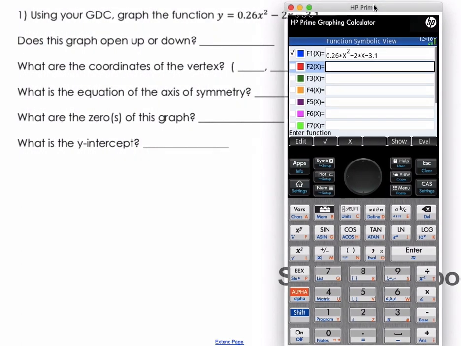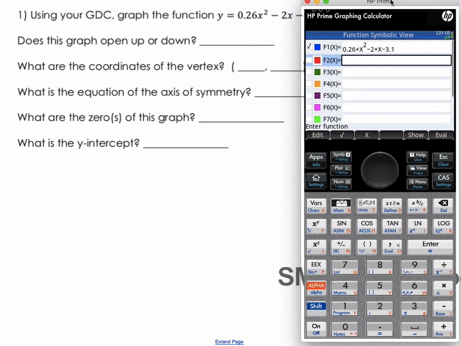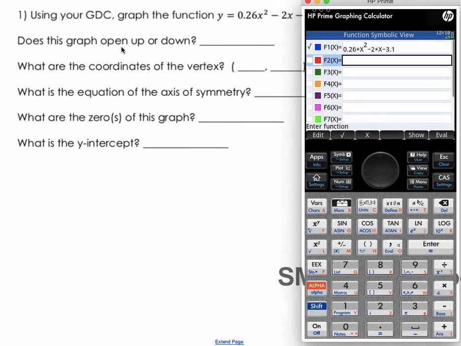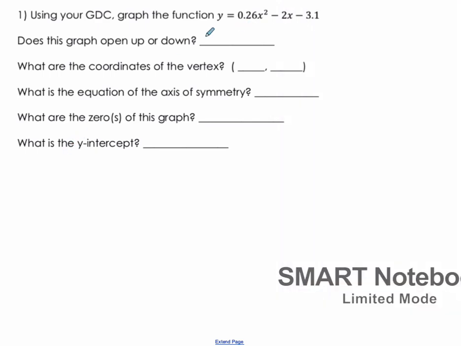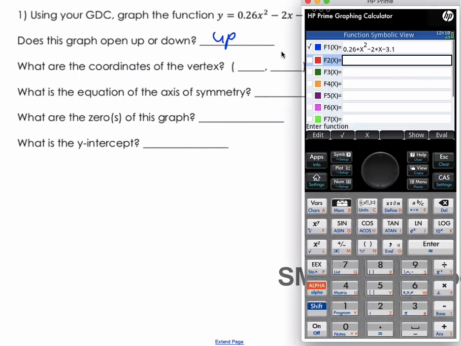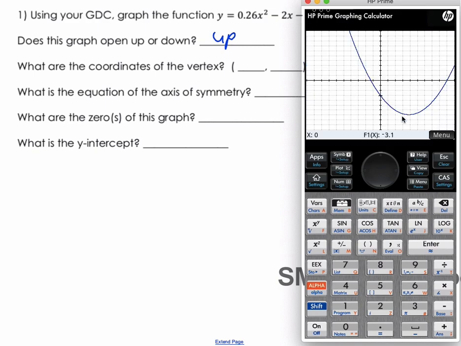Okay, so I got the function typed in, and it asks, is this graph pointing up or down? We don't need to look at the graph for that. The a value, the number in front of x squared, is positive, so we know that's going to be pointing up. And what are the coordinates of the vertex? For that, we will need to look at the graph. So I'll go to plot, and we can see the vertex right here.